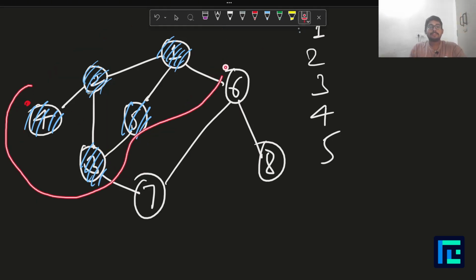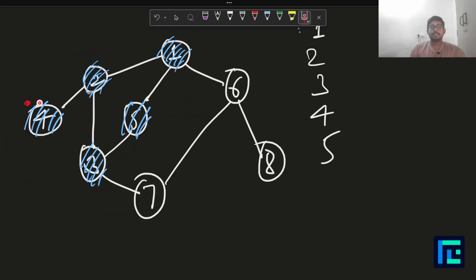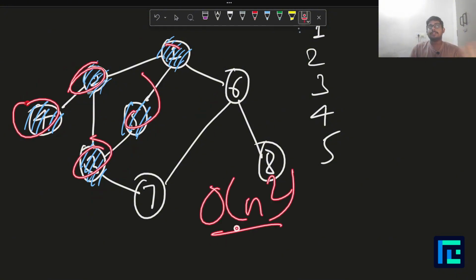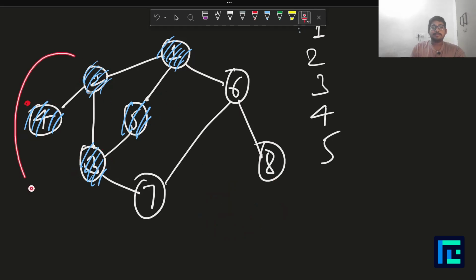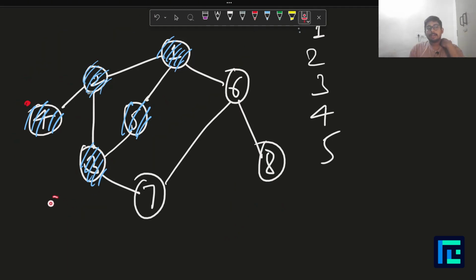If you are doing that for all those currently visited nodes, going to all the adjacent edges of all those nodes, then it may take an overall order of n square time, because every time this may become an order of n size, and if you are going to all the adjacent edges, there may be order of m edges. So overall this may go n into m if you are doing it in a brute force way.